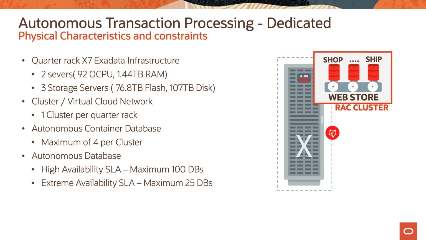This slide shows you the physical characteristics and constraints. As it stands now, a quarter rack X7 Exadata infrastructure has 2 servers, 92 OCPU with 1.44 terabytes of RAM. It has 3 storage servers, which will give you 76.8 terabytes of flash and 107 terabytes of disk space. And there is 1 cluster per quarter rack, and you can have a maximum of 4 autonomous container databases per cluster.